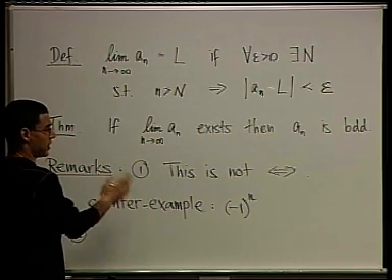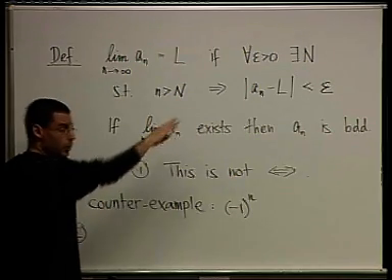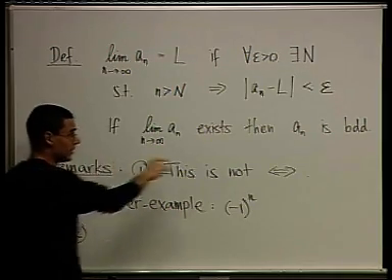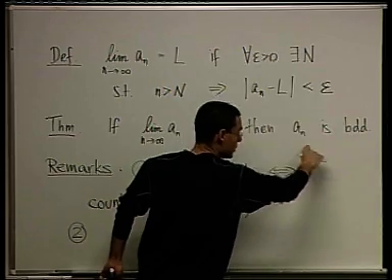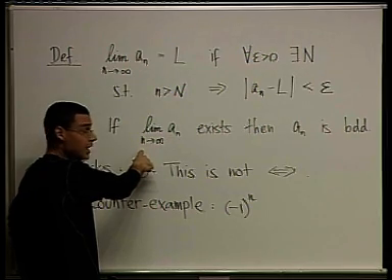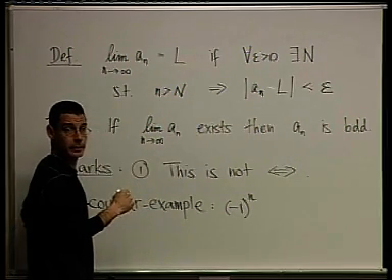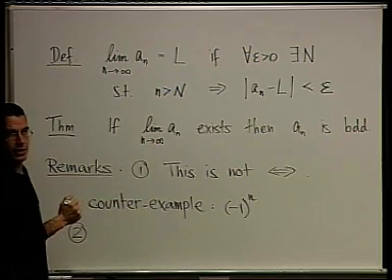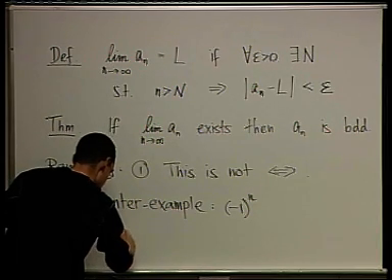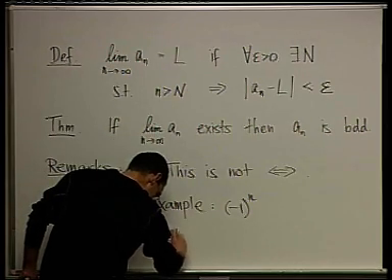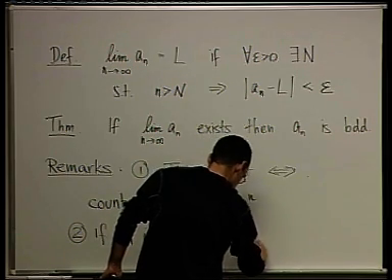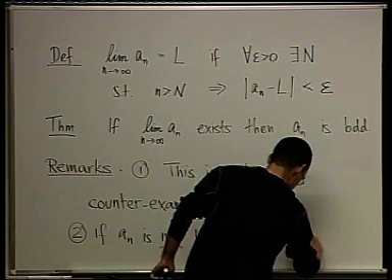And the second remark: whenever you have a theorem, whenever you have any form of implication, then the converse is not necessarily true, but if a sequence is not bounded, then it does not have a limit. Do you agree to that? That's logic. Because if it were to have a limit, it would be bounded. Right? So if it's not bounded, it necessarily doesn't have a limit. Do you agree? Okay, so if a_n is not bounded, then it has no limit.